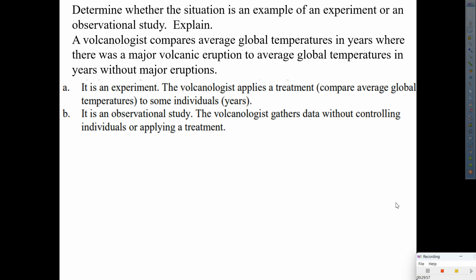Observational, you just observe and take data. Experimental, you actually try to manipulate by introducing something. Yes? All right. So let's read this one. It says, a volcanologist compares average global temperatures in years where there was a major volcanic eruption to average global temperatures in years without major eruptions. So tell your neighbor, is it an experimental or observational study? What kind of study is that?